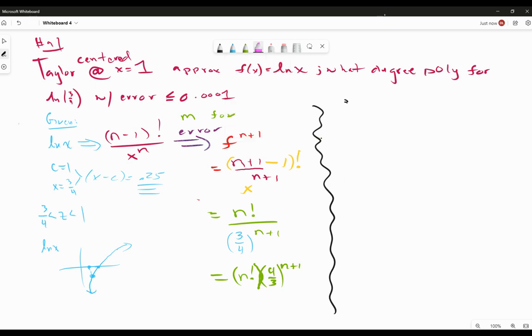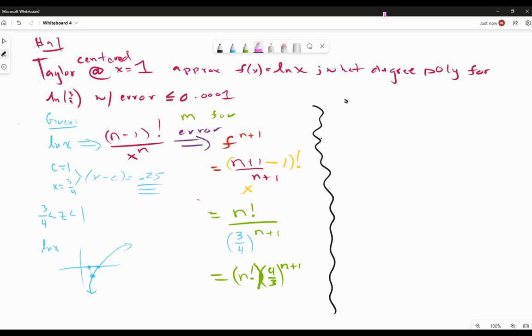So when we're looking at number 9, it is the Taylor polynomial centered at x equals 1, and we're going to approximate using the function natural log of x. What degree polynomial is needed for approximating natural log of 3/4 with the error less than 0.001? This problem in general covers a bunch of good things, but what I have found is I work with what I'm given right off the bat. So it helps me fill in some things.